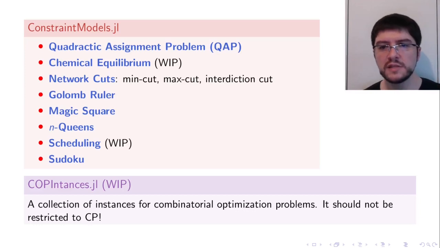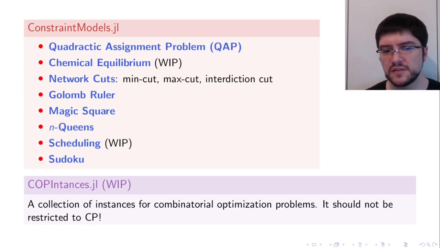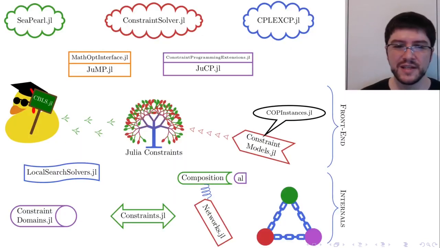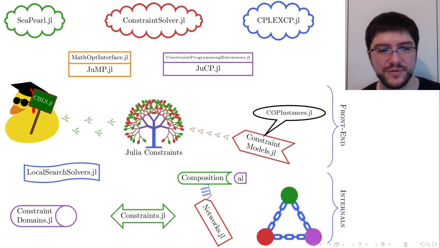We also do have an associated package called COPInstances. It's a collection of instances for combinatorial optimization problems. There is no reason it should be restricted to constraint programming actually, but the idea is to provide generators, downloaders, and information about known instances for a lot of combinatorial optimization problems to any communities that need it in Julia or even outside of Julia. So to conclude, I will give you a few features and aspects of the journey that we went through with Julia Constraints.